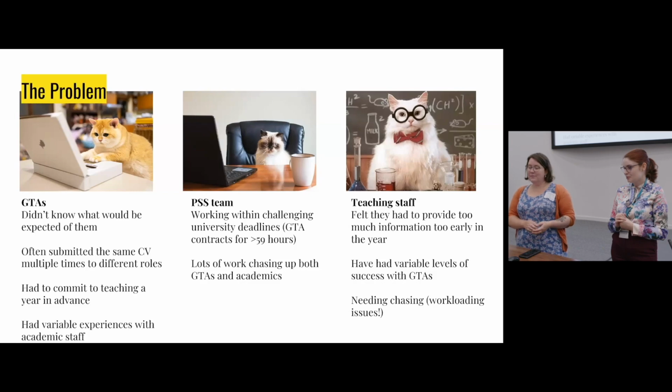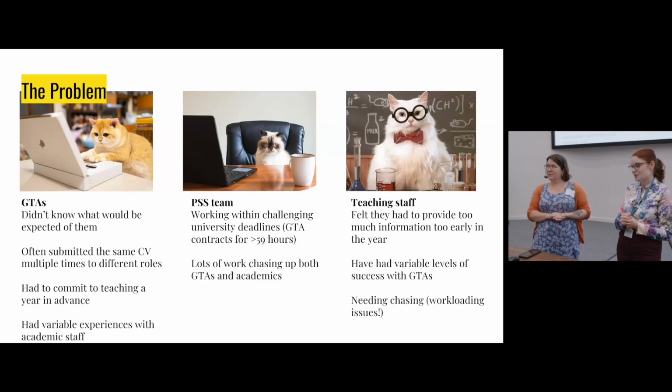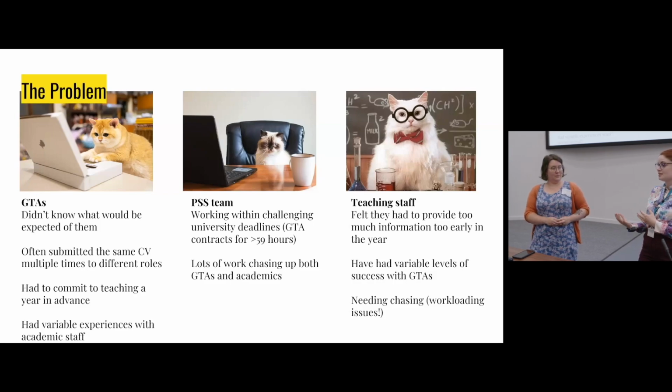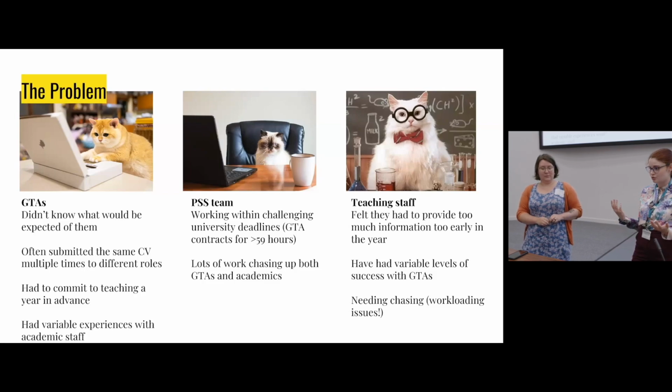We also had a problem of GTAs submitting CVs, which is how we did the recruitment process previously, and this didn't provide all the information that teaching staff needed to assign them to the right modules.